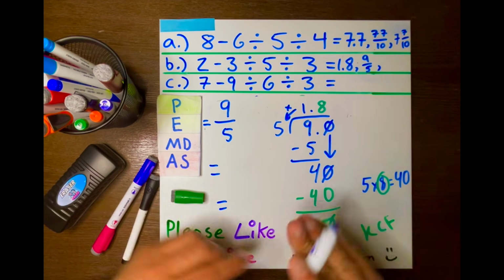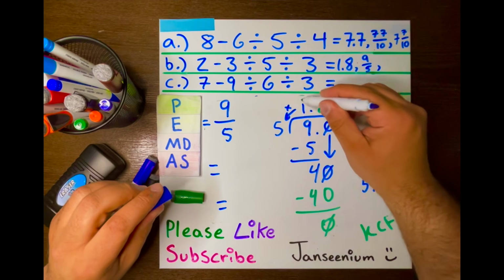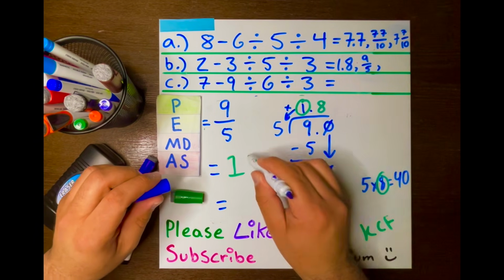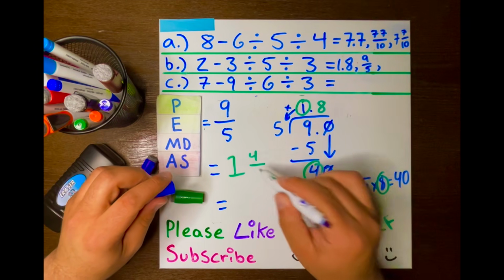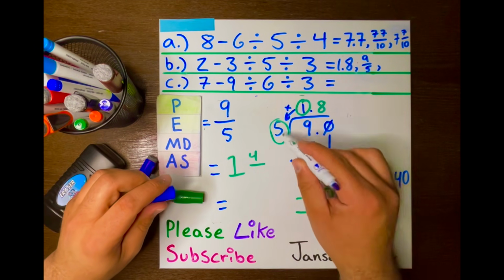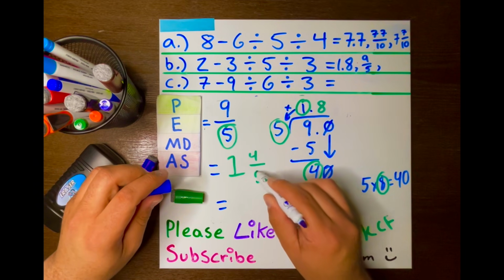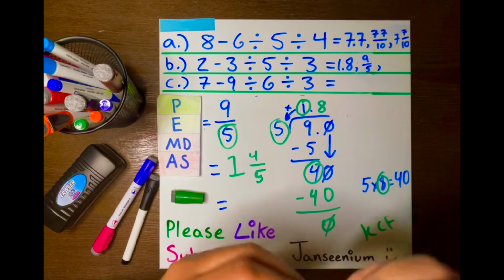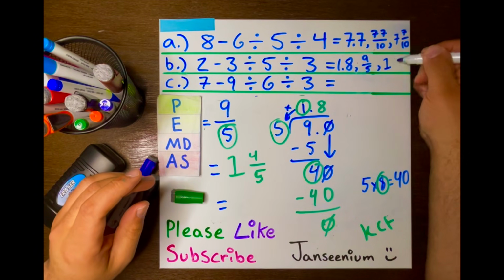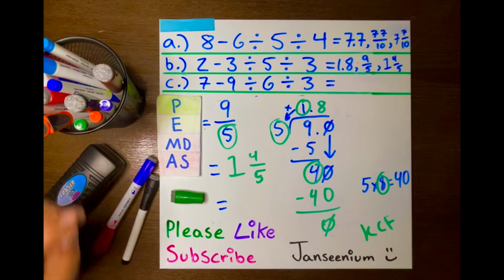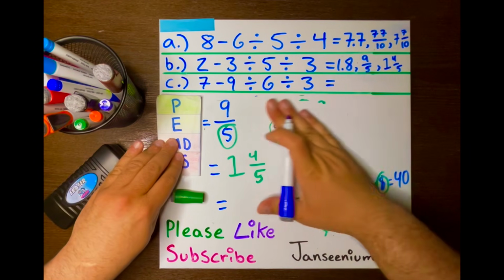And lastly, the mixed number answer is writing this whole number here. So 1. The remainder goes above the fraction bar. So it's 4 over, and then the divisor or the denominator goes below the fraction bar. So it's 1, 4 over 5. 1, 4 over 5. Yay. Last problem.